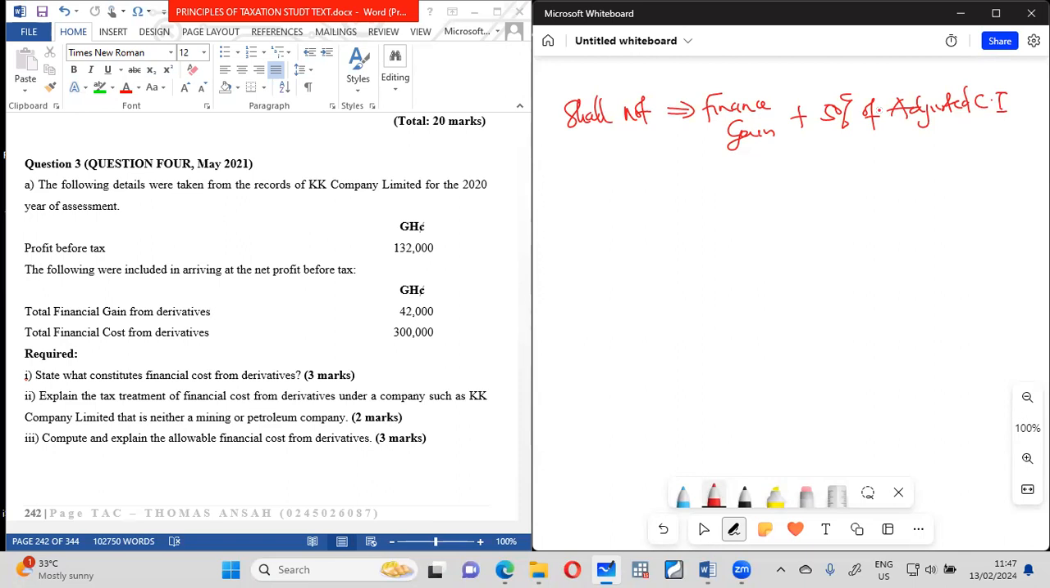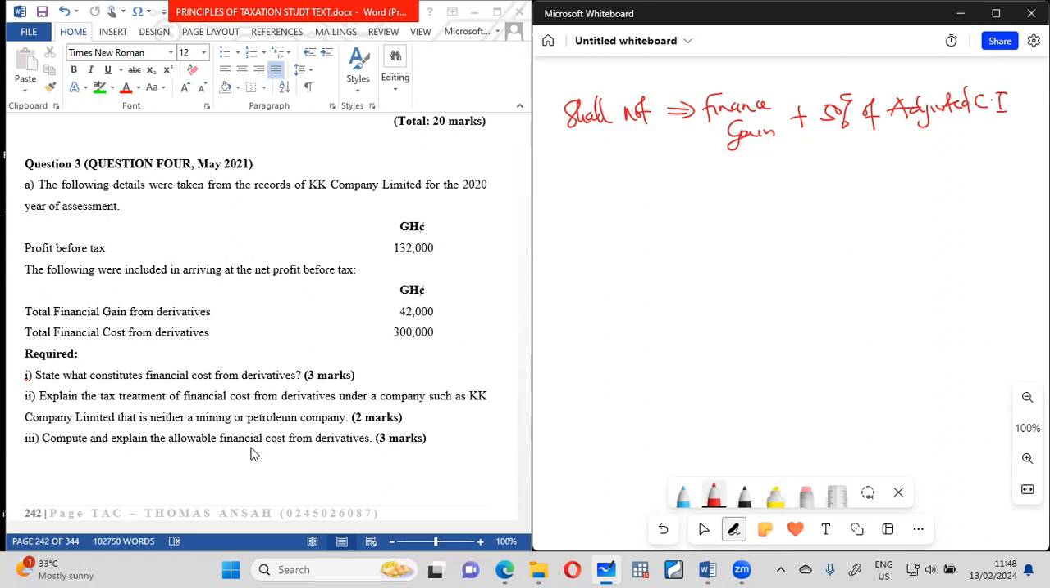So first of all, you explain what the financial cost is, then what constitutes finance cost. You have explained, and the tax treatment is what I've just said now. But it's different when it is a mining company. That is why the question says neither a mining nor a petroleum company. The treatment is different. If you are doing this in level 2, we don't do mining and petroleum in level 2, so you shift that one somewhere. So that is the tax treatment.